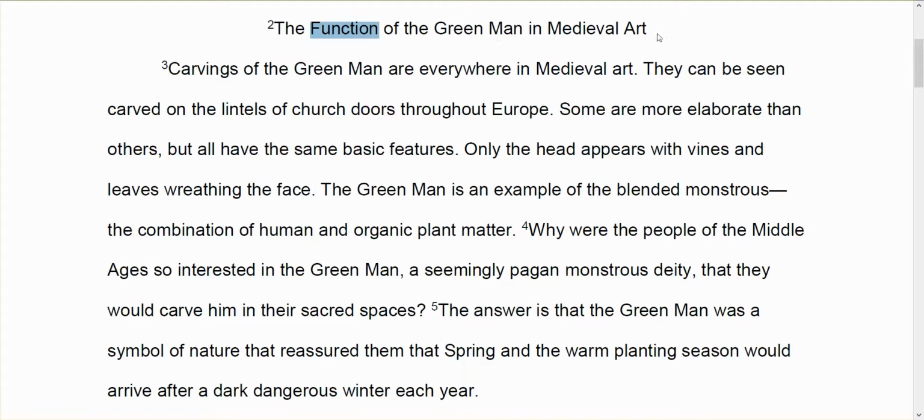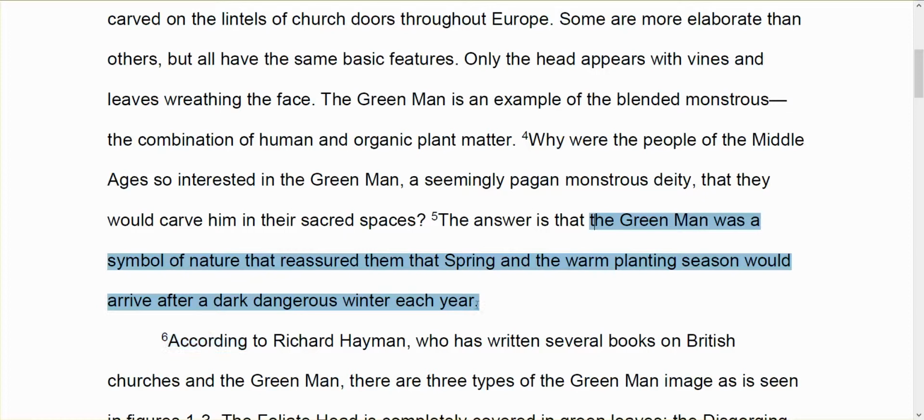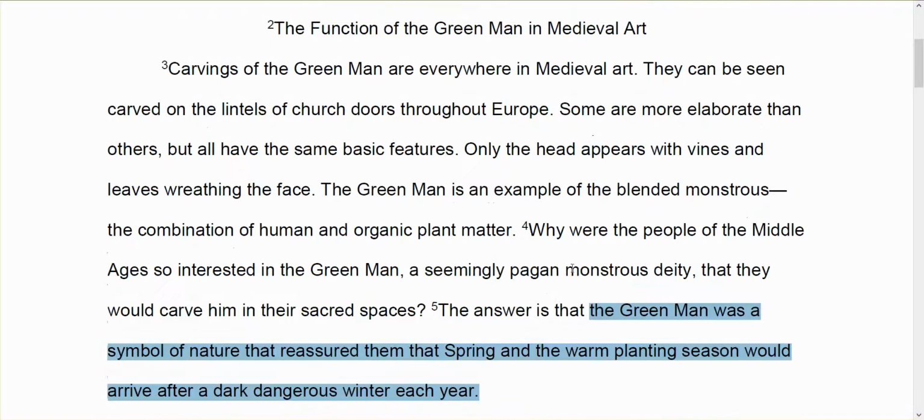So we'll work more with titles in week 3, week 4, I don't remember which week it is. But your title should relate to your claim. So my claim is down here. The Green Man was a symbol of nature that reassured the people of the Middle Ages that spring and the warm planting season would arrive after a dark, dangerous winter. So I will be writing about the function of the Green Man as a symbol of nature. That's what my argument is about.